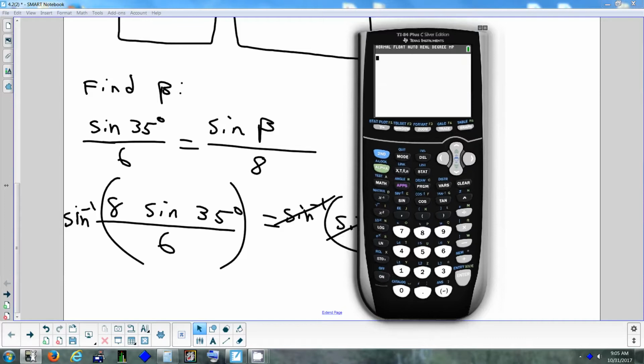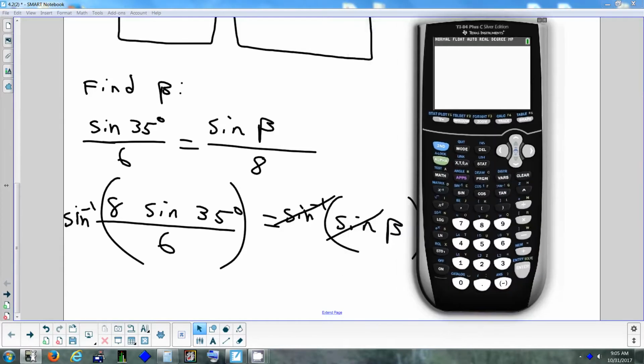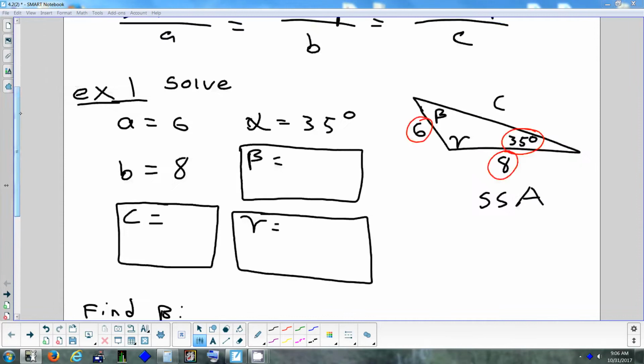I think my calculator is already set, but Molly, what do we want to make sure of about the mode for this week on our calculator? We always want to make sure we're in degrees. It's not that you can't do law of sines problems in radians. You definitely can. We're just doing them in degrees. So inverse sine of 8 sine 35. Make sure you close the parenthesis. Divide by 6. And I get 49.886. So this is not a no solution. This definitely has a solution. So let's write that down.